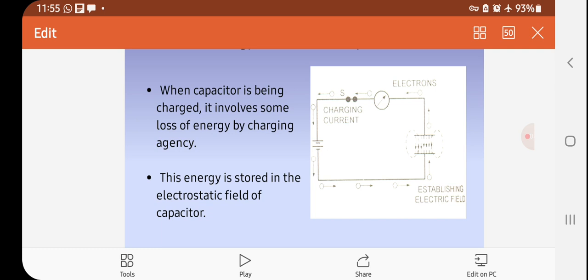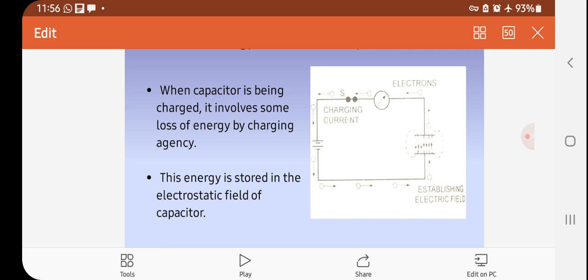Let the capacitance of a capacitor be C farads, and the final charge on one of its plates be q coulombs, with a potential difference between the plates of V volts. Let at any instant of charging, the charge on the capacitor be q coulombs, and the potential difference across the plates be v volts.